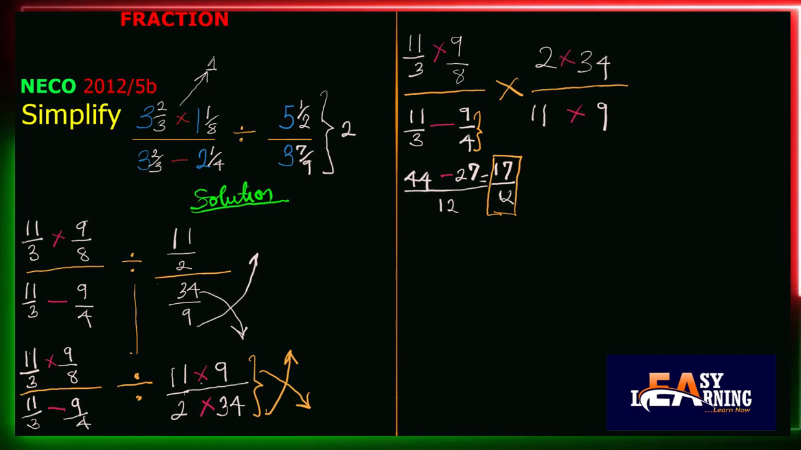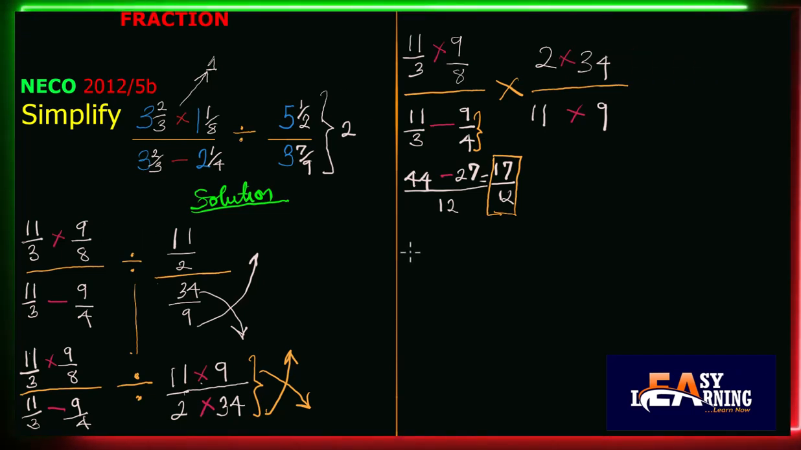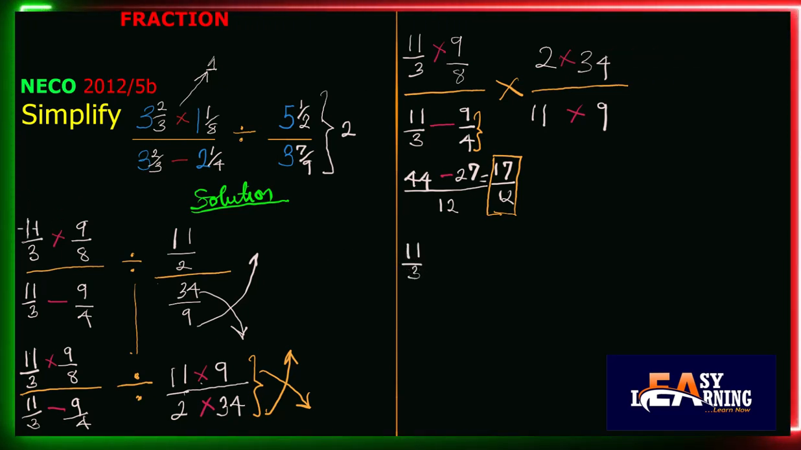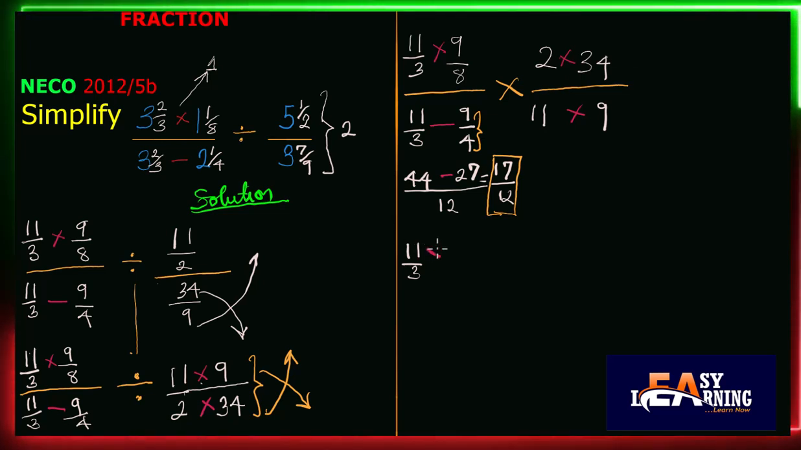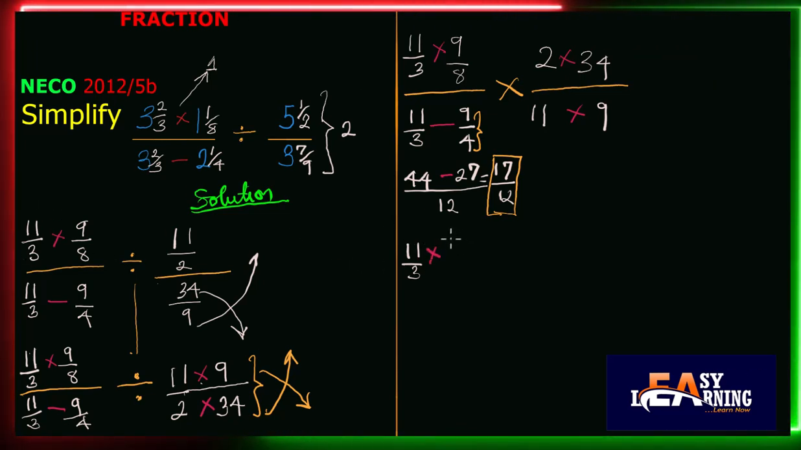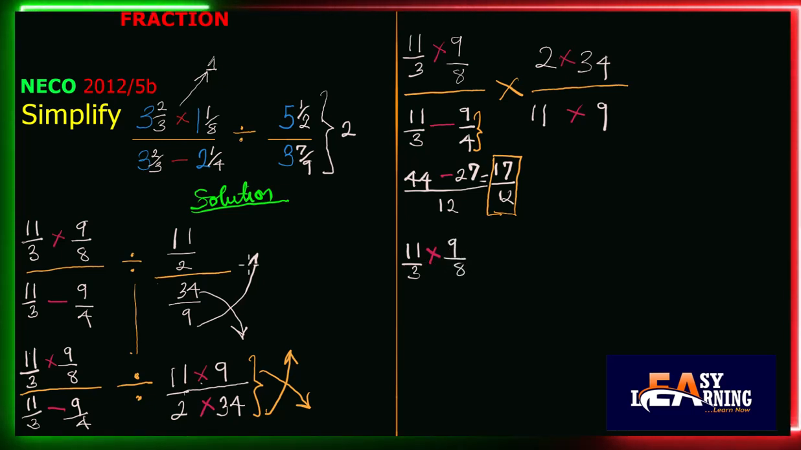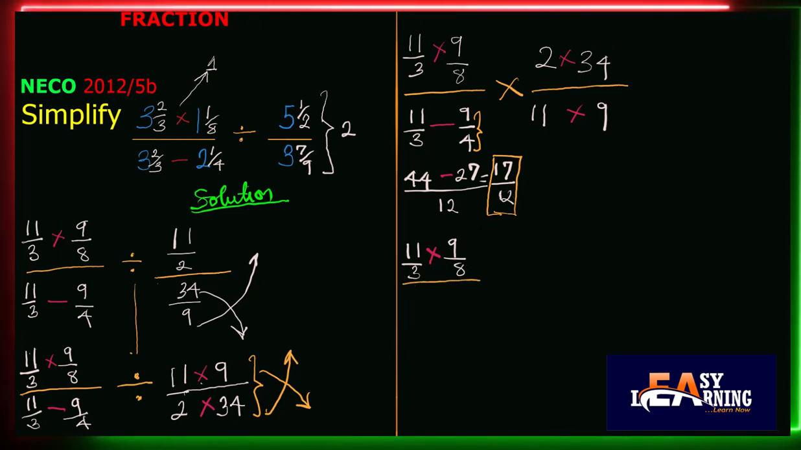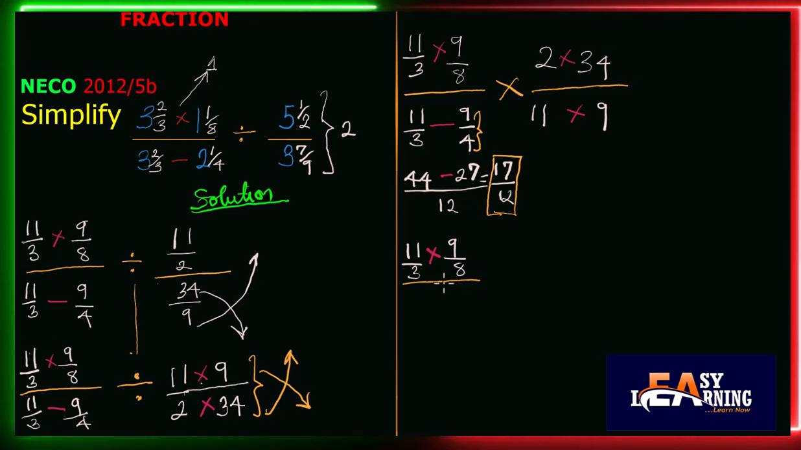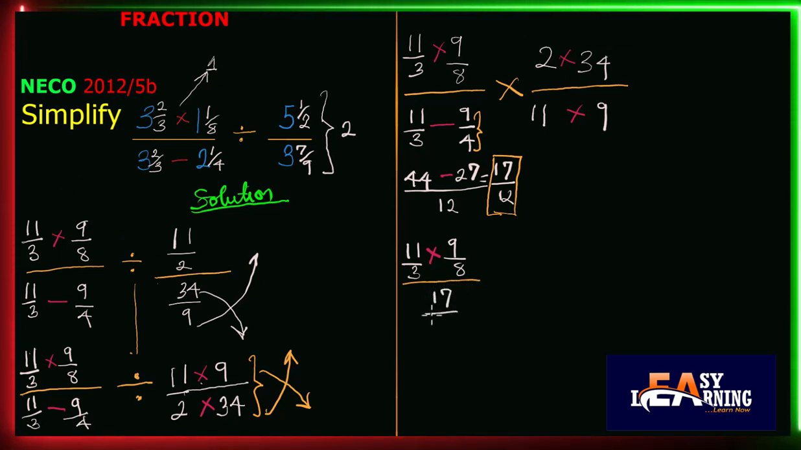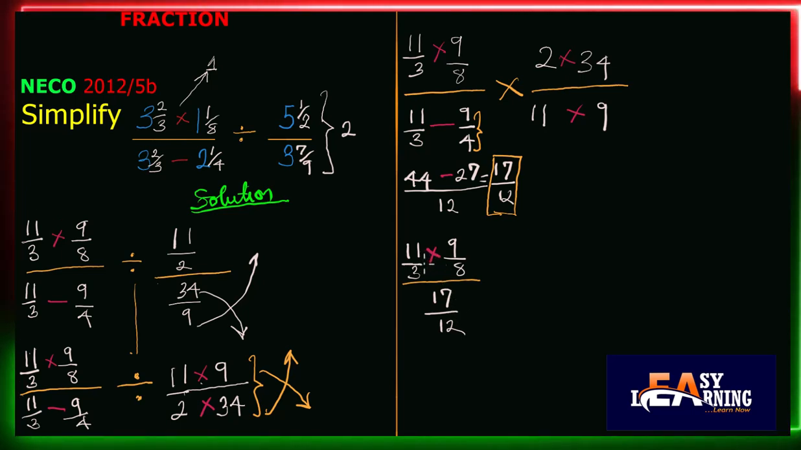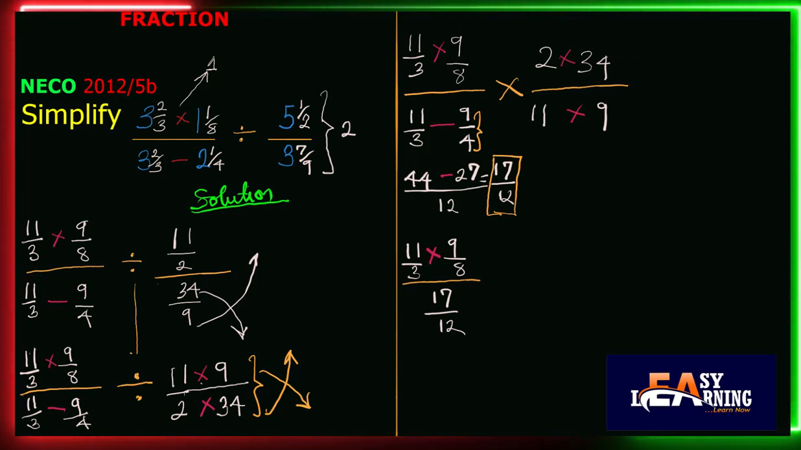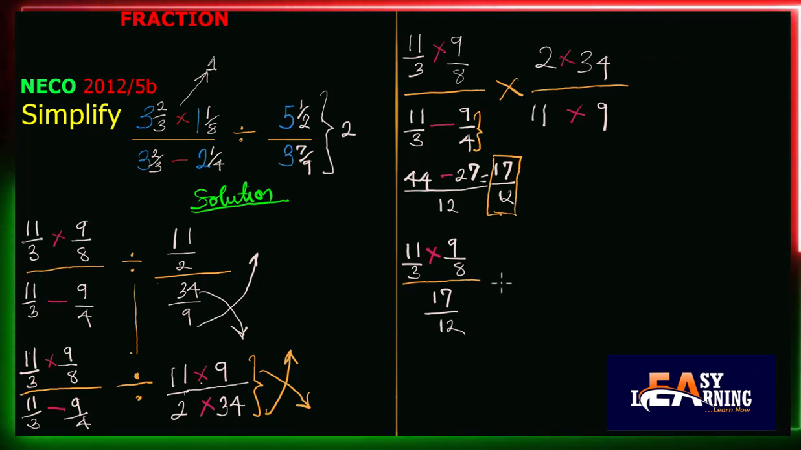All right, so we're going to do that now. Let's see it. So the top fraction remains, that is 11 over 3 times 9 over 8. That one remains all over the new fraction that we just have, and that new fraction is 17 all over 12. All right, so if we proceed, we could just bring down the left hand side now.